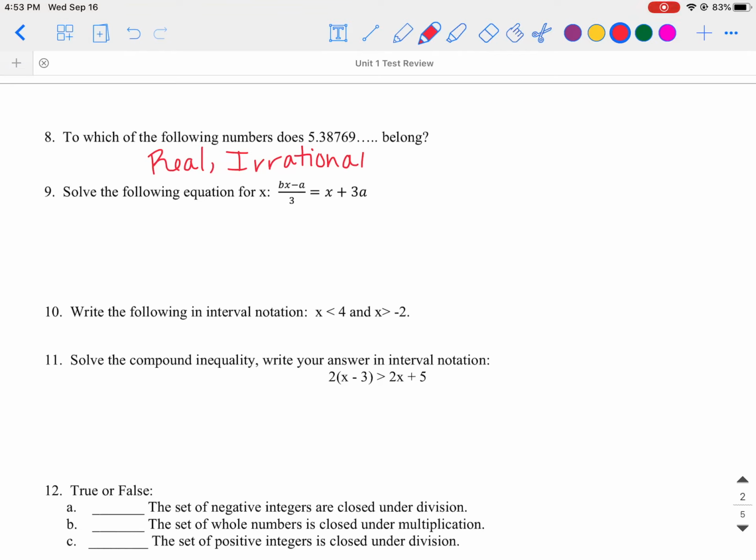Number 9, we have to solve this for x. First step is to multiply both sides by 3. When you do, that cancels. So you have bx minus a equal to 3x plus 9a.